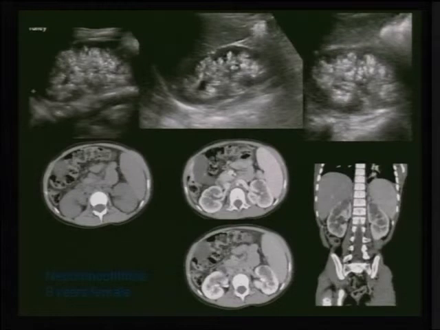Another example: the pyramids are very echogenic. It looks like nephrocalcinosis, but on CT scan, there is no nephrocalcinosis. Look at the delayed images of the CT scan, which is in the middle, and look at the coronal images. You see that the medulla has not been opacified by the contrast, and there are multiple small, tiny low attenuation areas due to the small cysts.